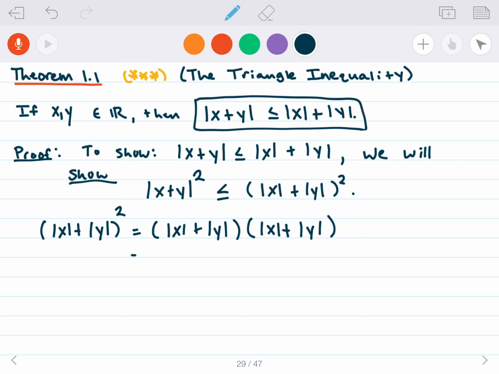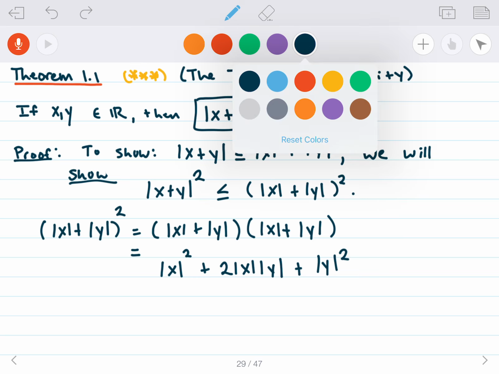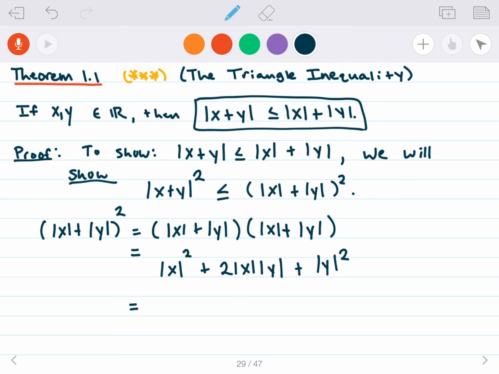Okay, and so I can just distribute. And so what do I get? Well, I get x squared plus 2|x||y|... actually, plus 2 abs x, xy plus y squared. Because squaring always produces something positive, I can say that abs x squared is the same thing as x squared, and likewise with abs y. So this is the same thing as x squared plus 2 abs x abs y plus y squared.